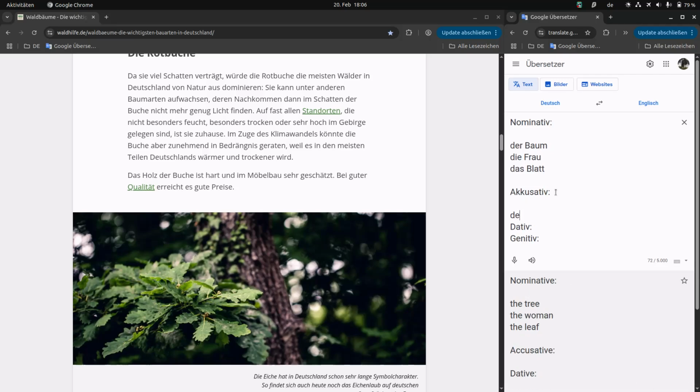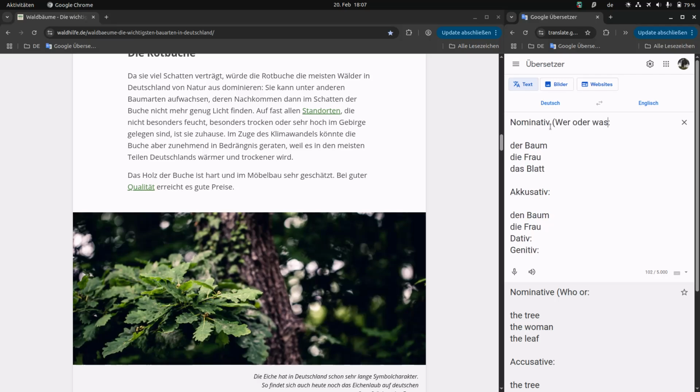Then we have den Baum. Then we have, what was it? Die Frau again, I think, if I'm not completely mistaken, because it can be a bit confusing if you think about it in terms of the cases only. But you just have to ask, by the way, let me write the questions behind the words. Wer oder was, which means who or what. Wer oder was. Then we have wen oder was. Then we have wem.